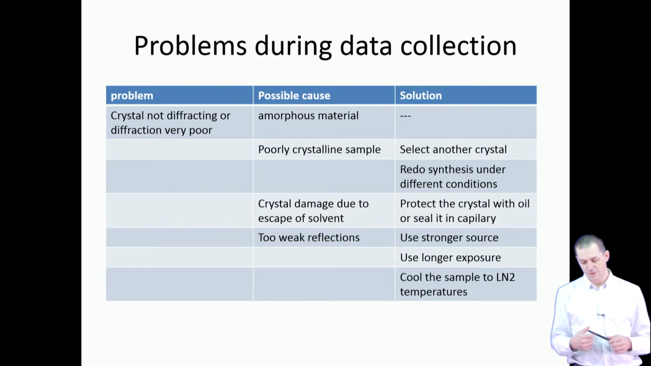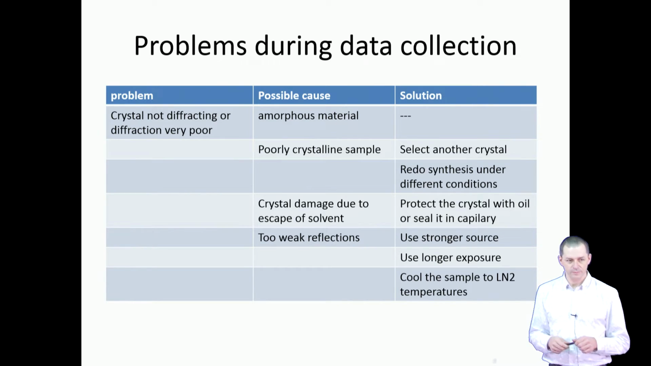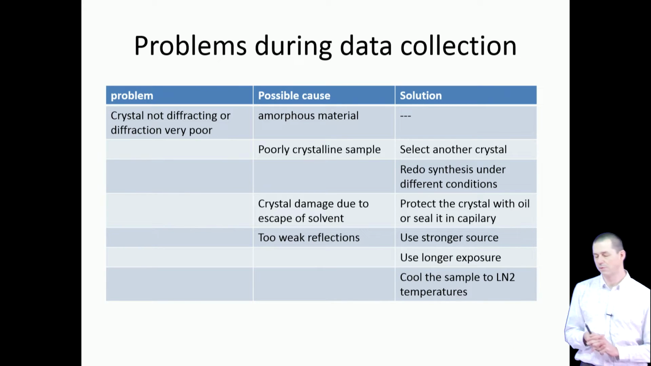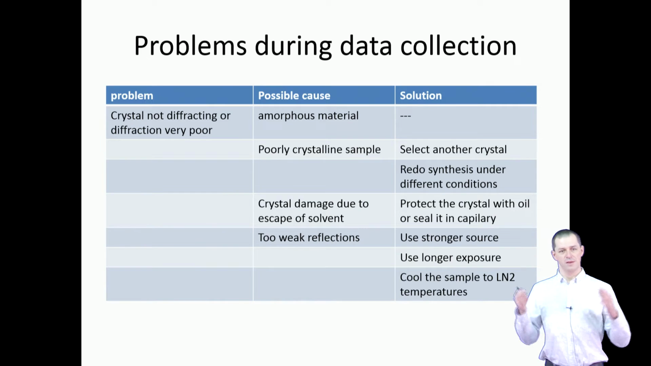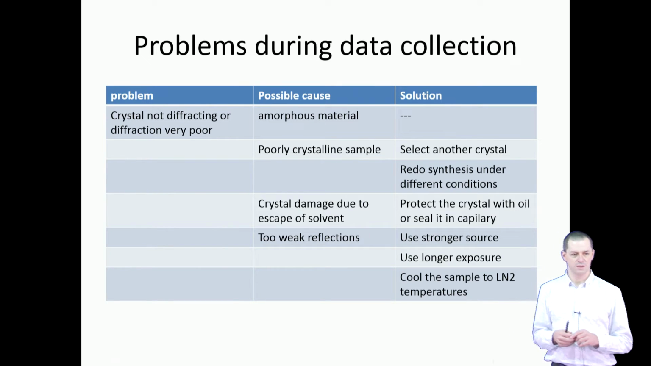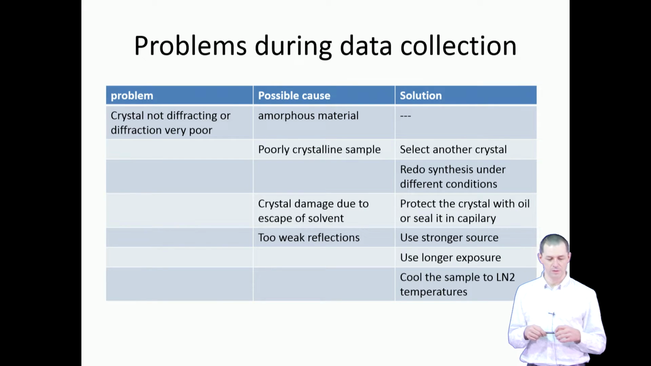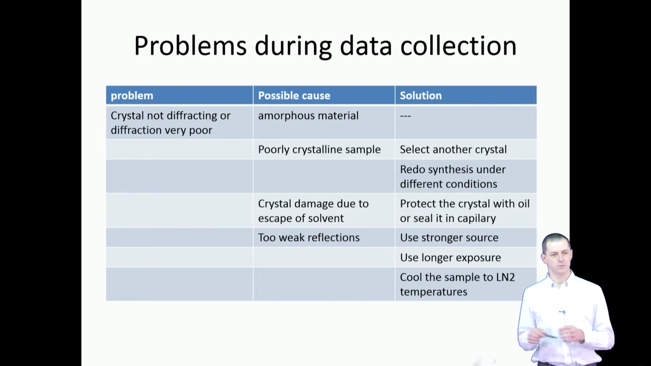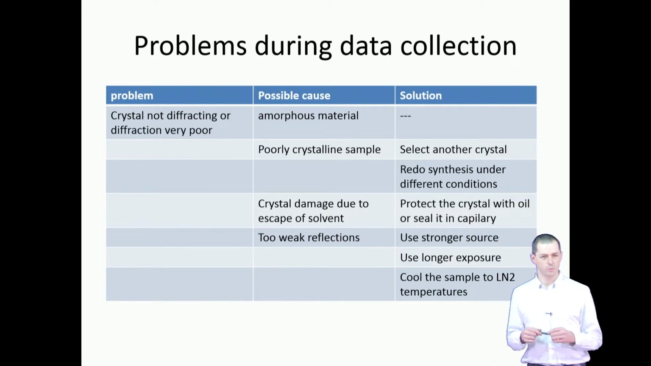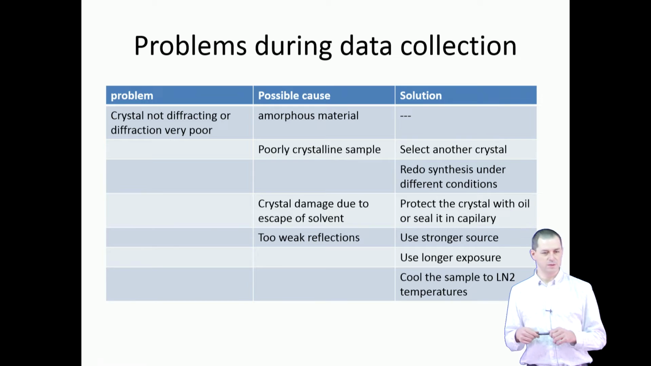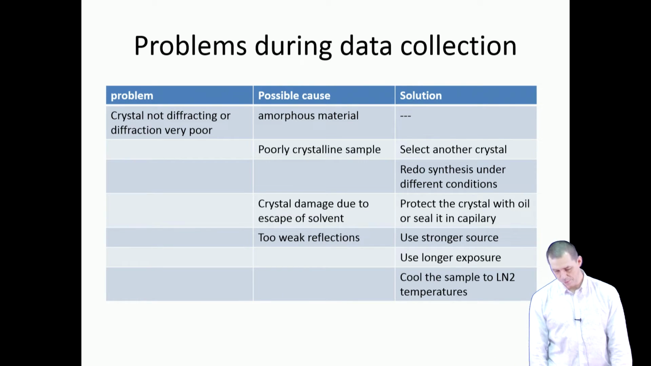Quite useful is cooling the sample to liquid nitrogen temperatures. Cooling the sample decreases the thermal motion of the atoms in the crystal, and that increases the intensities at higher diffraction angles and may give you better coverage and stronger reflections. Of course, you need to be aware that when you cool the sample, you may get a different crystal structure from what it is at room temperature. There can be a phase transition, so it's not always possible, and you need to check, but quite often this is a good solution to the problem of weak reflections or low resolution of the data.